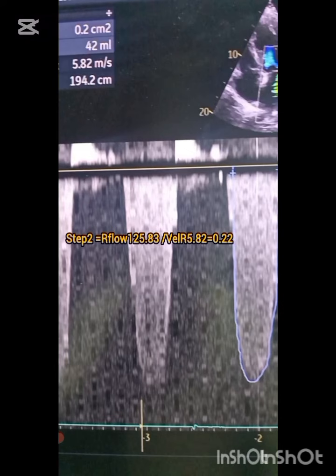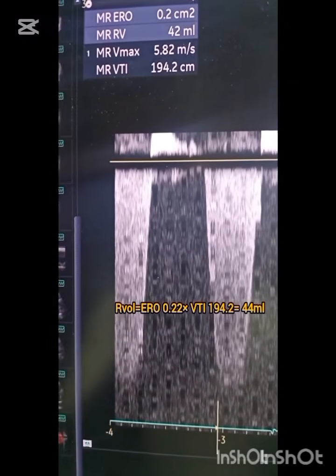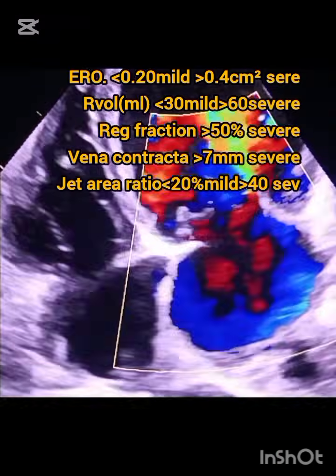This is the effective regurgitant orifice, which we take from the PISA method. And the regurgitant volume is the effective regurgitant orifice multiplied by the VTI of the MR, which is 194.2, equal to 44 milliliter. So the regurgitant volume in this case is 44 milliliter.